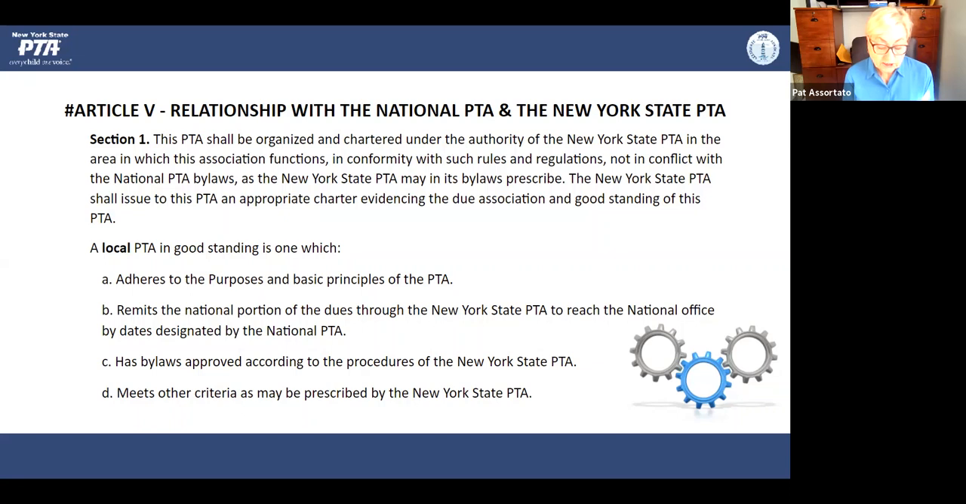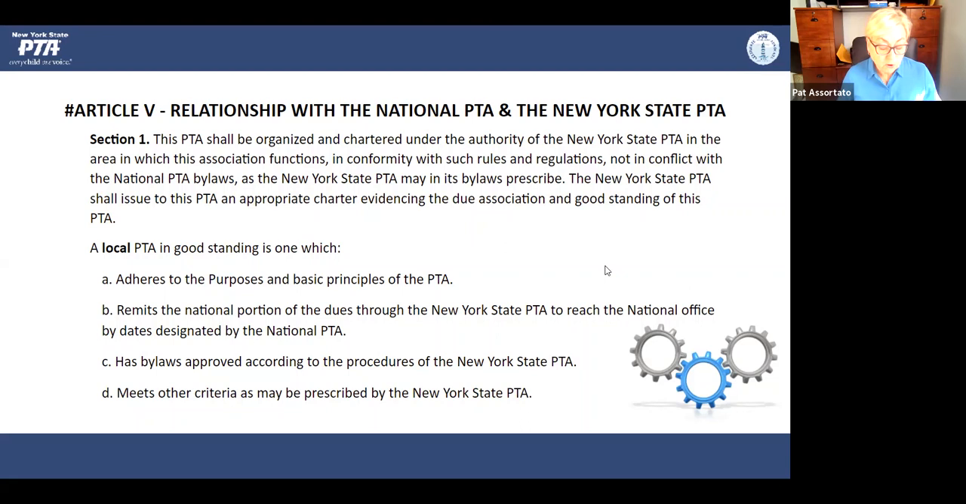Every unit chartered under New York State PTA is a constituent organization of New York State PTA and national PTA and must adhere to the requirements set forth by those organizations. While we are limited on time, I am going to review this article in detail because of its importance. Please note that Article 5 in council bylaws, while similar, has differences which we will review later.